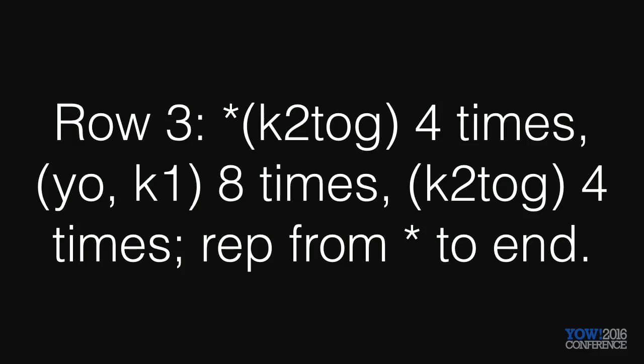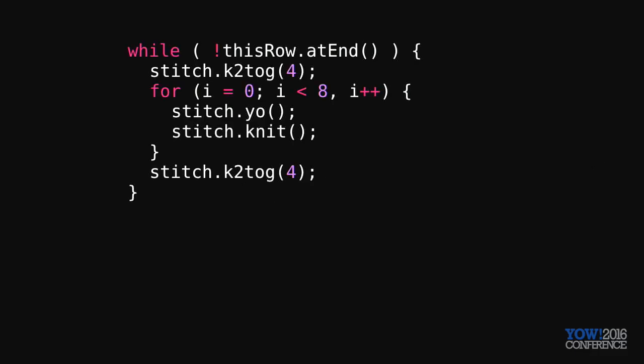Now, in reality, patterns mix and nest for and while loops of different configurations. So going back to that feather and fan I showed at the beginning, you'll recall, of course, that it included this line. Row 3, star, knit 2 together 4 times, yarn over, knit 1 8 times, knit 2 together 4 times, repeat from star to end. So the sequence is 4 knit 2 togethers, then a nested for loop that repeats yarn over, knit 1 8 times, then another 4 knit 2 togethers, and that keeps repeating as long as the condition you're not at the end of the row is true. Simple, right?